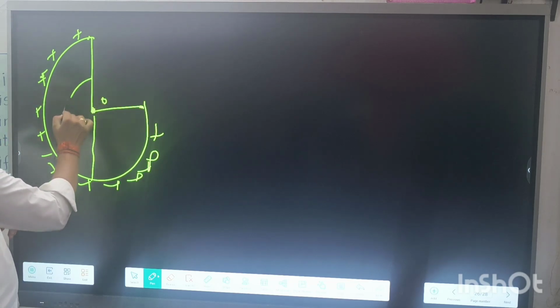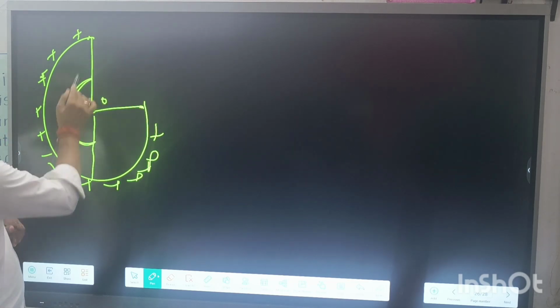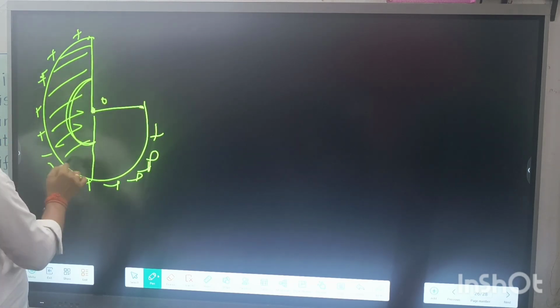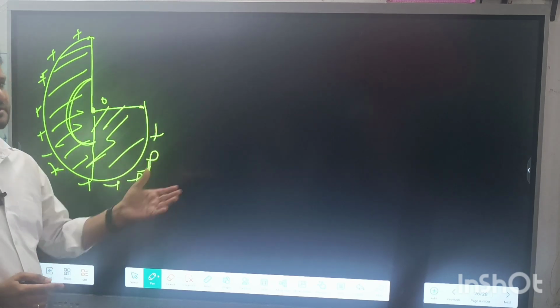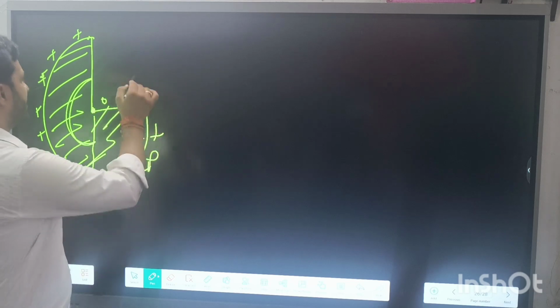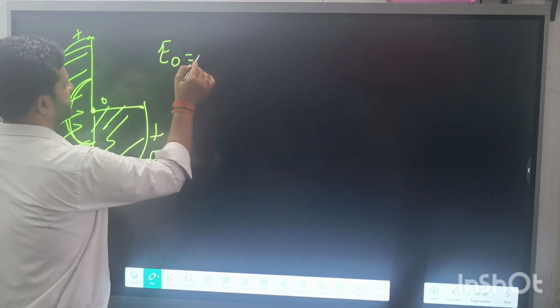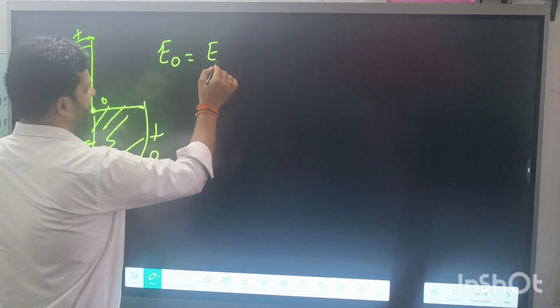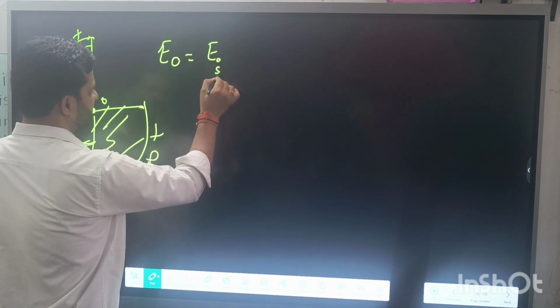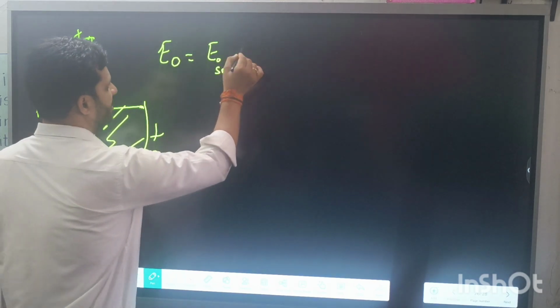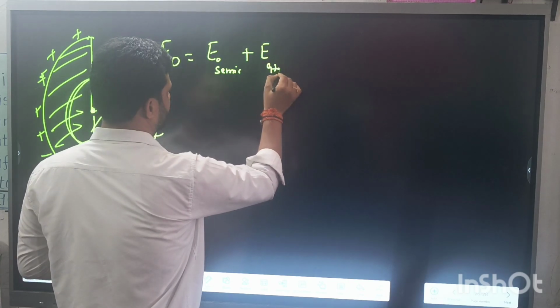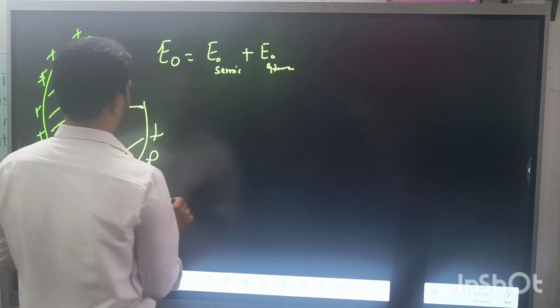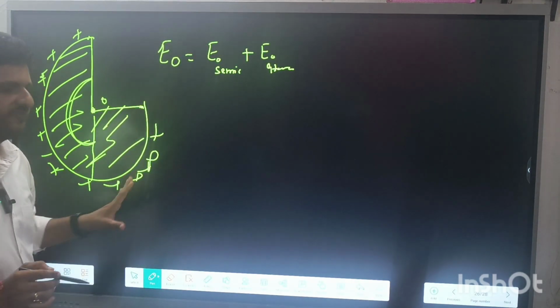Just now we calculated the electric field intensity due to this semicircular arc, and again due to this arc. We can also use this concept. We can write E at O equals E at O due to the semicircular arc, plus E due to the other arc. Otherwise, you need to find the value of alpha.